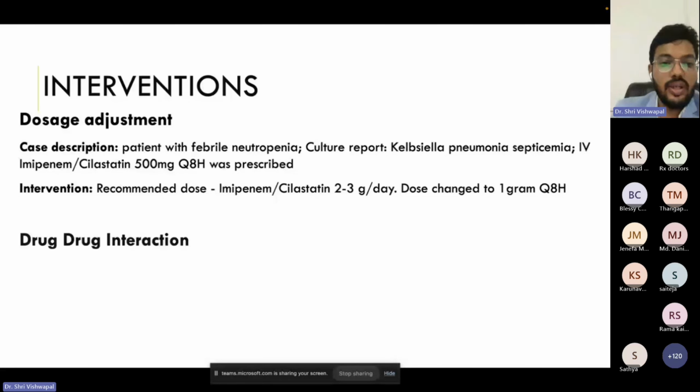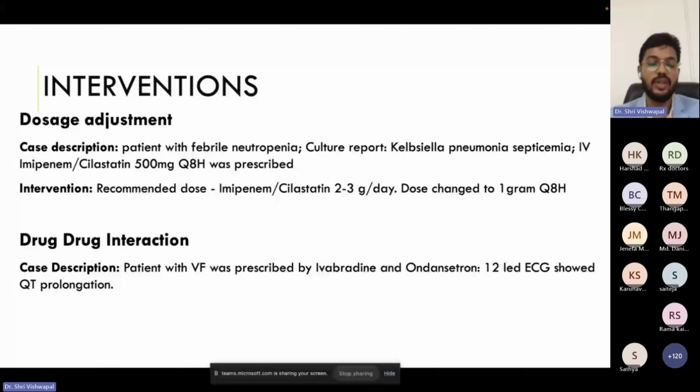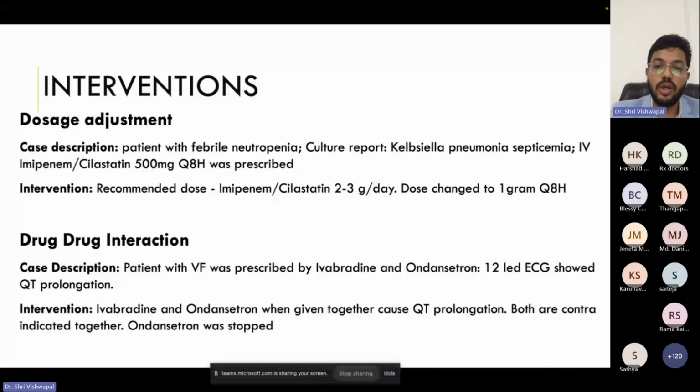So next is drug-drug interaction. The patient was on VF, that is ventricular fibrillation, and was started on ivabradine, and ondansetron was going on previously. And the 12-lead ECG showed the patient got QT prolongation. This QT prolongation was due to ivabradine and ondansetron. So these two are contraindicated drugs, which should not be given together. In case of ondansetron, you could go with any other 5-HT3 receptor antagonist which doesn't cause QT prolongation, or you could stop the medicine if the patient doesn't have any nausea or vomiting.